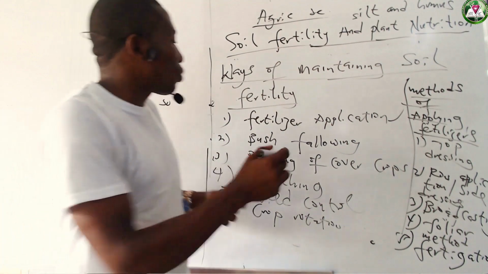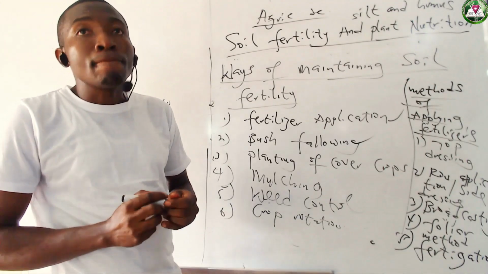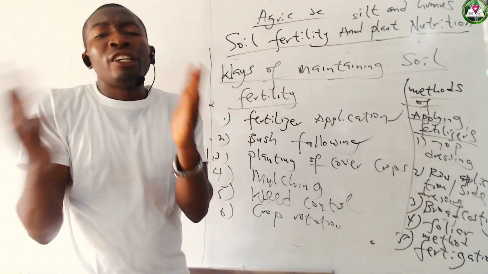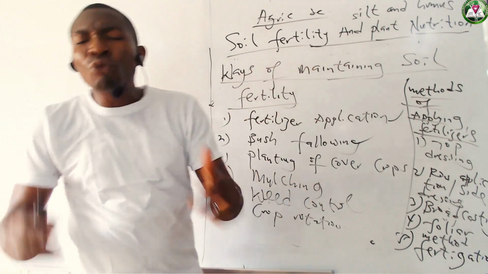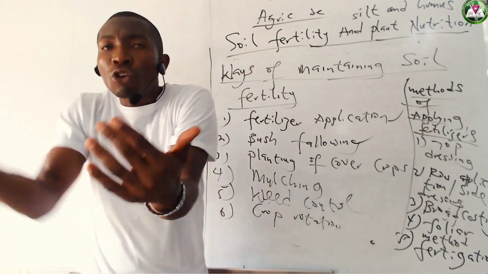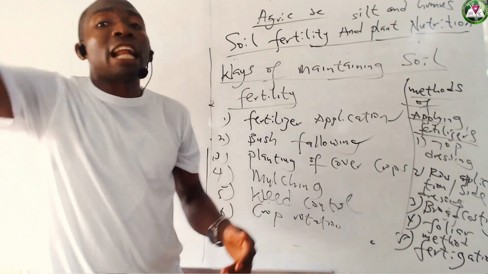Now let's quickly go over to the second one. That is your bush fallowing. Bush fallowing is one of the ways of maintaining soil fertility, in which a piece of land is allowed to regain lost nutrients for some time, say 3 or 4 years, from 4 years and above.